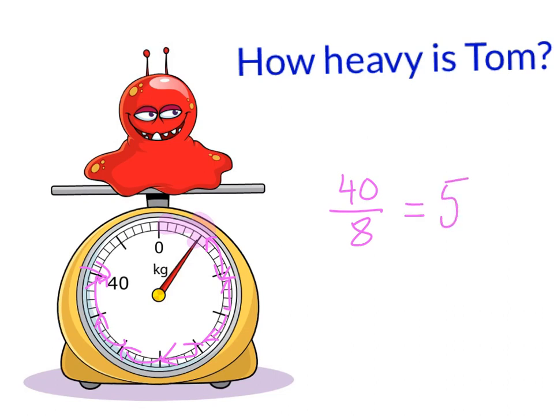So what that does, guys, is that actually helps me figure out what each one of these lines is. So I know from here to here is going to represent 5 kg. And once you've figured that out, you should be able to figure out this one, 10 kg, 15 kg, 20, 25, 30, 35, and then that gets us there to 40 kg. So we want to figure out how heavy is Tom, and you can see the red dial is sitting on his weight, so Tom is actually 5 kg.